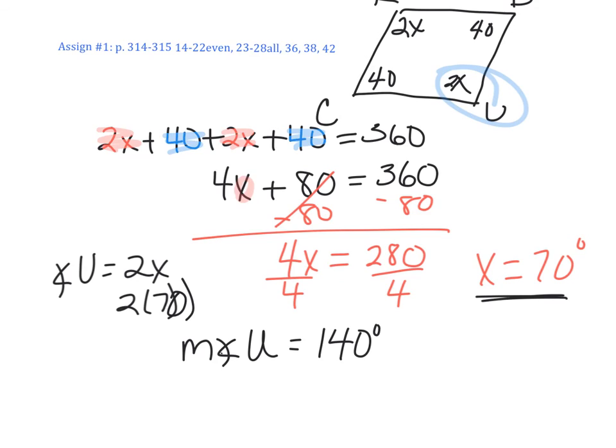So again, quadrilaterals are closed figures with 4 vertices and 4 sides. And we also learned today that the measure of the interior angles is equal to 360 degrees. Your assignment is listed right there. You have it on the next page of your packet. Go ahead and complete that.